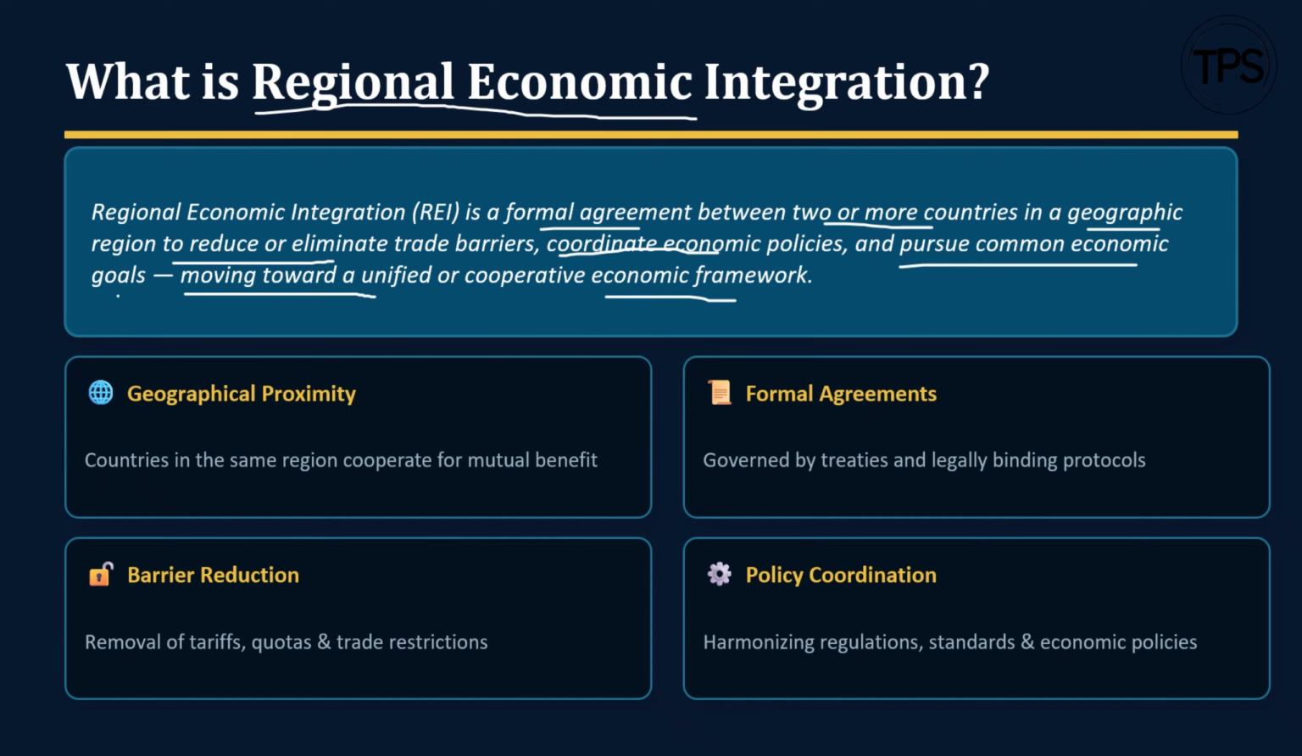In India, we can understand this through India and Nepal's relationship, where trade barriers are very low or reduced. It's not only about trade. It's about geographical proximity. Countries in the same region cooperate for mutual benefits. Many mutual benefits come into the picture.